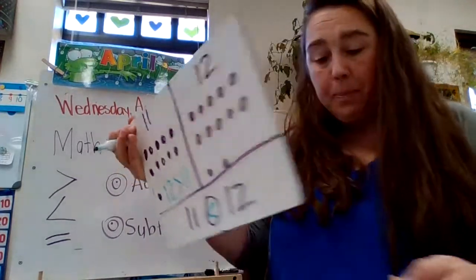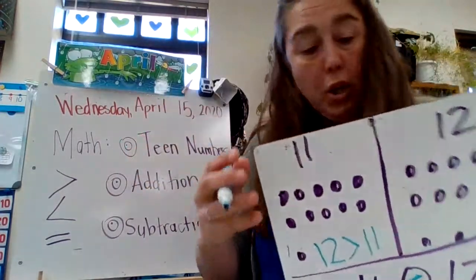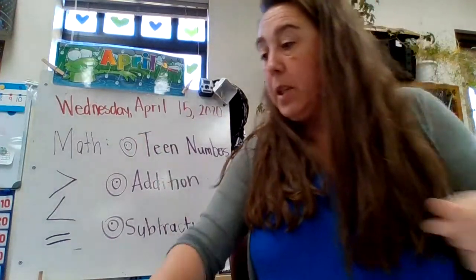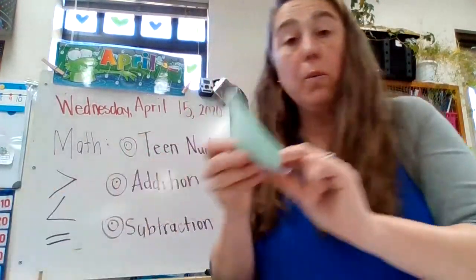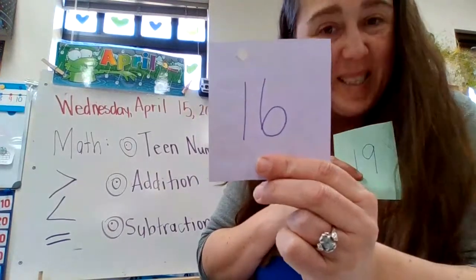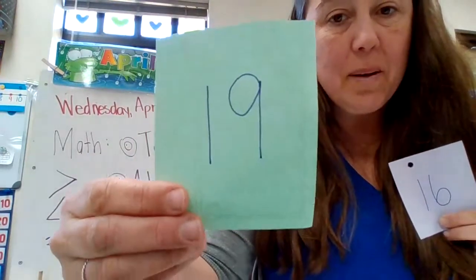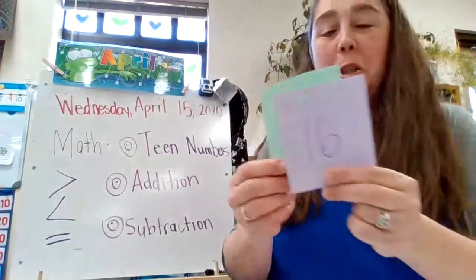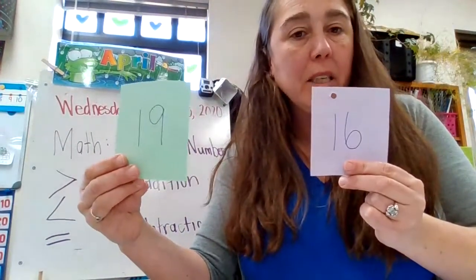Are you guys ready? Okay. Will you please write the following numbers on your board? Will you write this number? Do you know what this number is? 16, that's right. And this number, 19. Good job. So write a 16 and a 19 on your board.